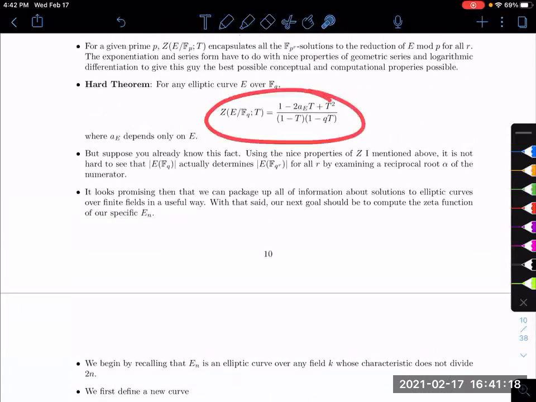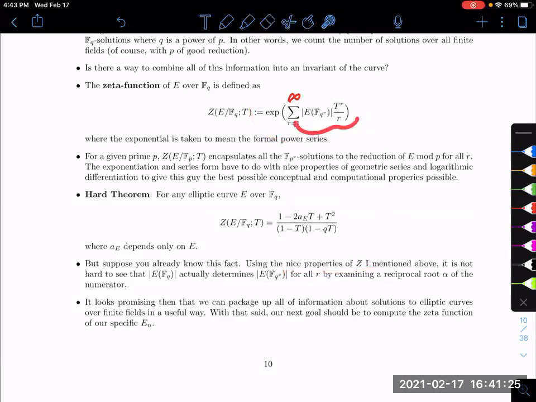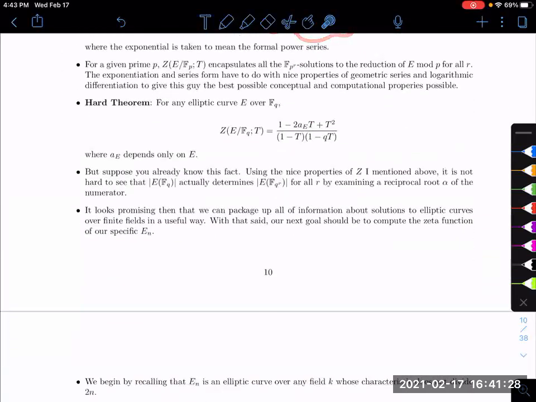So let's suppose you know this. Using the nice properties of the zeta function that I mentioned above, the nice geometric series properties and the nice logarithmic derivative properties, it's actually not hard to see that if I know the number of F_q points on E, I can figure out the number of F_q^r points for any r. I won't go through the proof of that, but all it really takes is examining one of the reciprocal roots of the numerator here and coming up with a nice expression for this cardinality in terms of this. So really all we need to do is figure out the number of F_q points, and then we'll be able to figure out the rest of these F_q^r points.